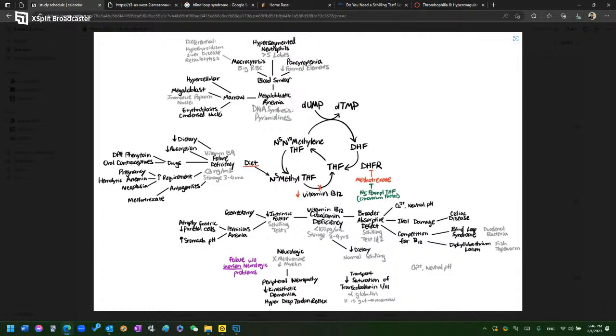And the second part is to find out whether you can absorb B12 with intrinsic factor. And so only this one over here fails both tests.